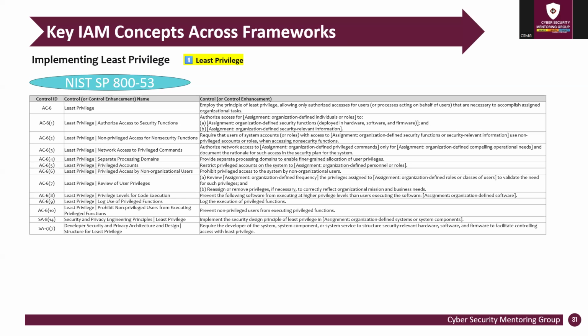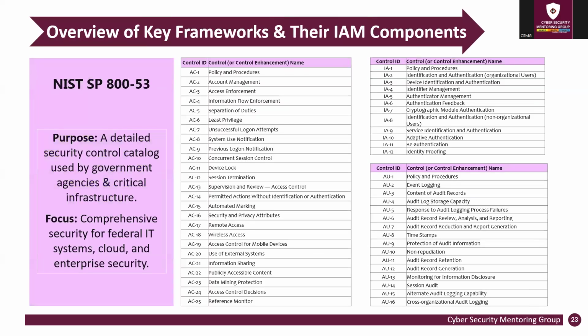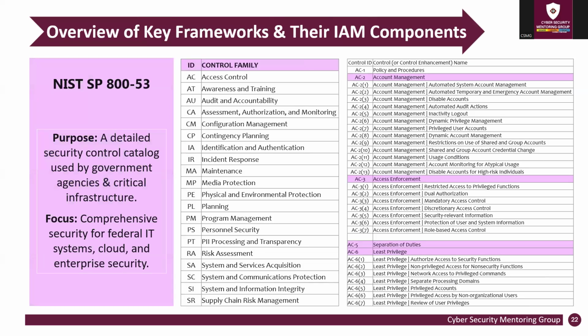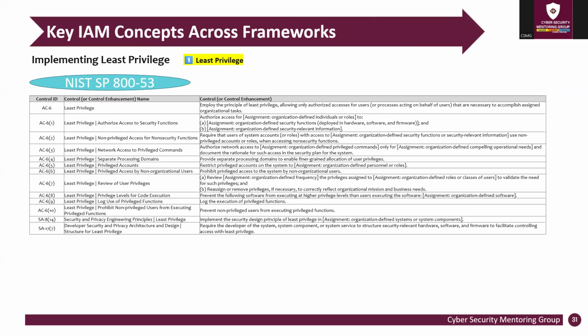Then you have system and service acquisition. I think that is in NIST. Give me a second. Sorry, this is it. Under system and service acquisition, there is least privilege, which is a security and privacy engineering principle. Then there's also least privilege under developer security and privacy architecture and design.